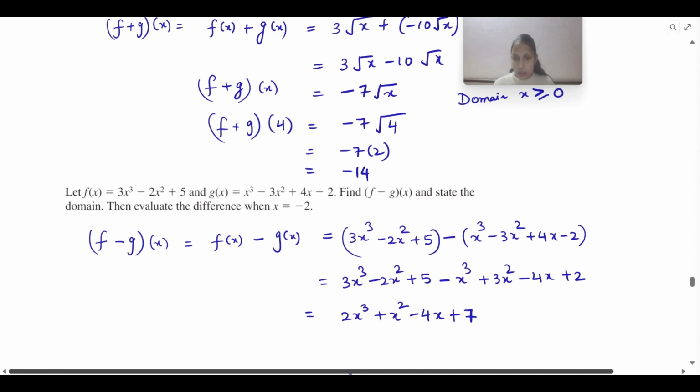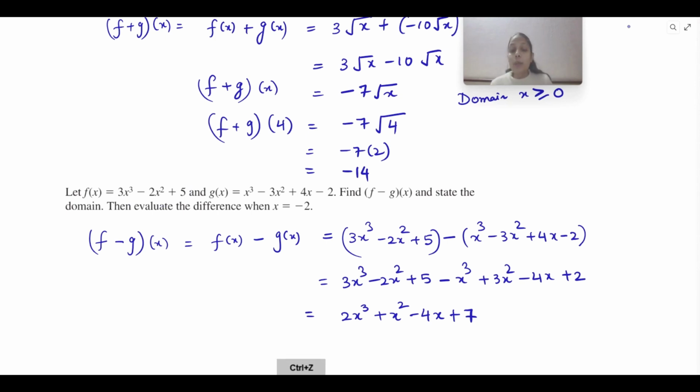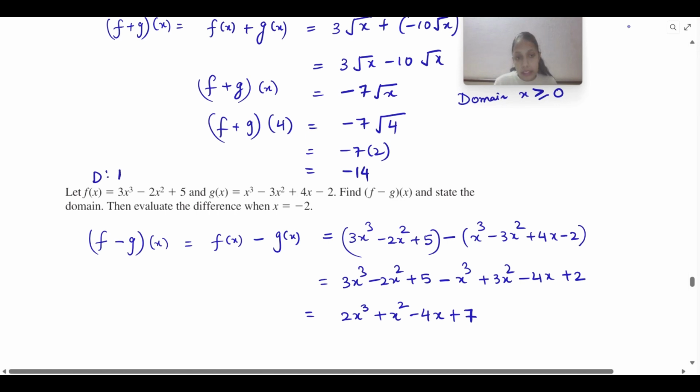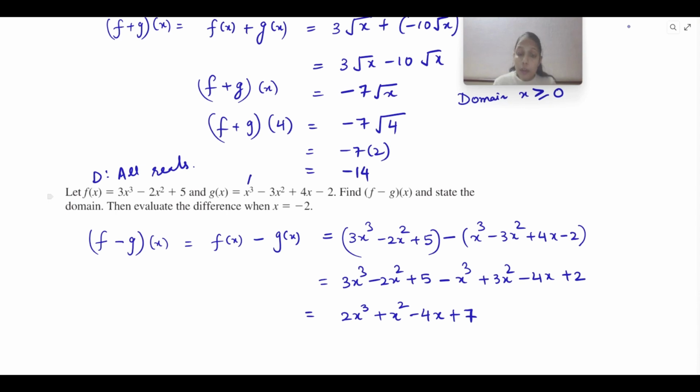Okay, so after getting this, let's see the domain. It is a polynomial function. Every polynomial has a domain of all real numbers. In this case, all reals. Gx is also a polynomial, so all reals. What I got after subtracting is also a polynomial. So the domain is all reals here again.